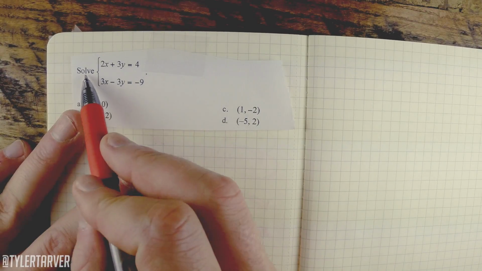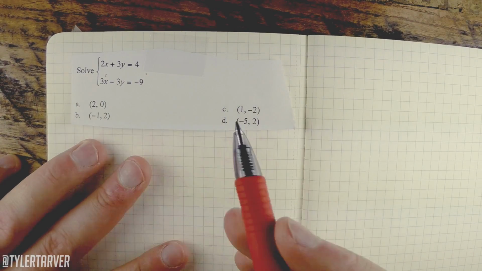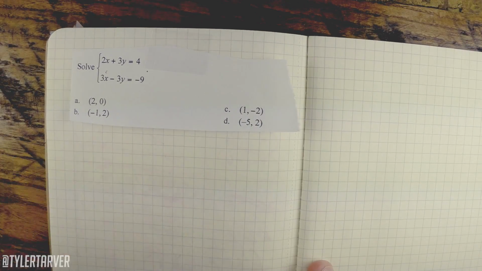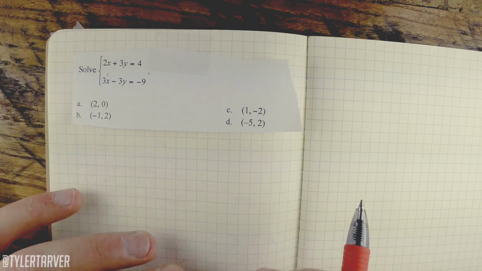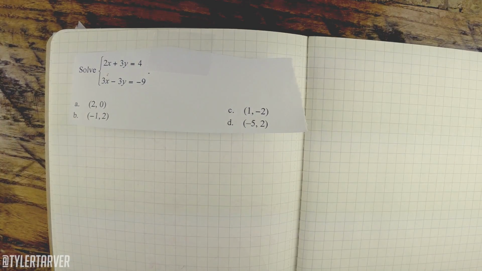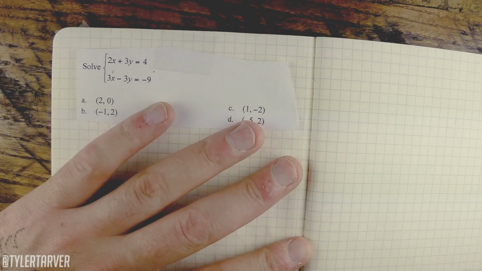Okay, so the problem is solve these two equations, and they give you a bunch of coordinates. That seems crazy. All right, give it your best shot. Try something. Pause this, and then resume, and I'll show you what to do. Ready? Go. Wow, that was quick. I'm so proud of you. Okay, so let's take a look.